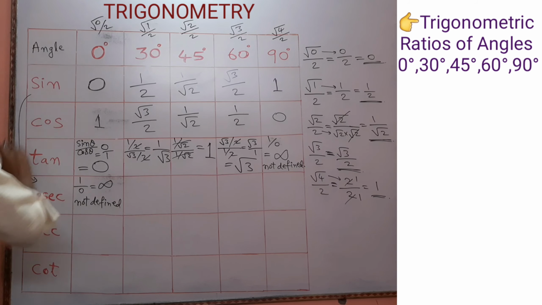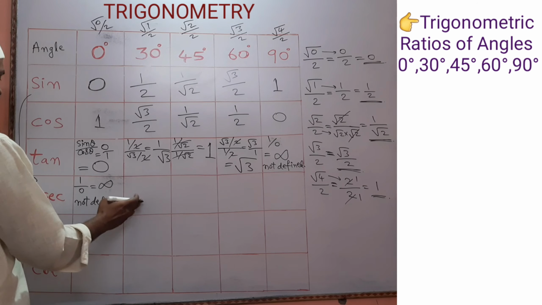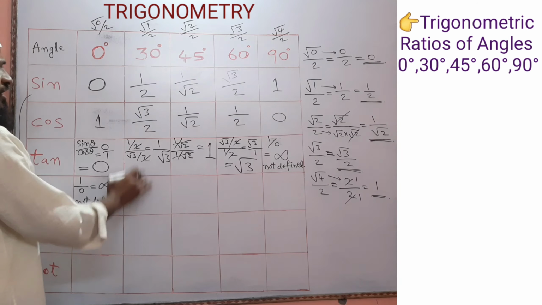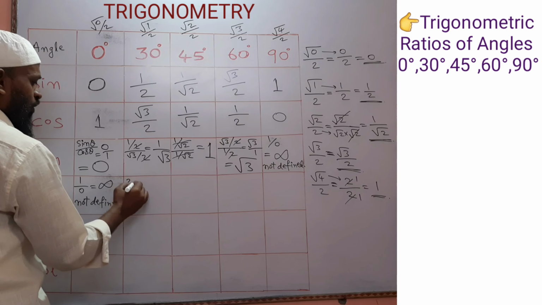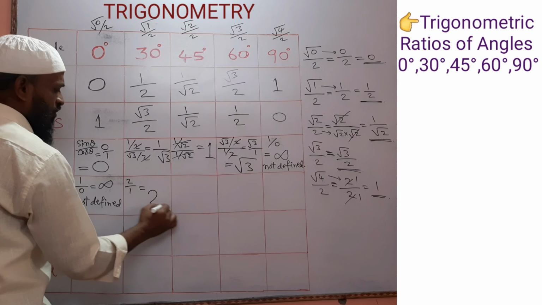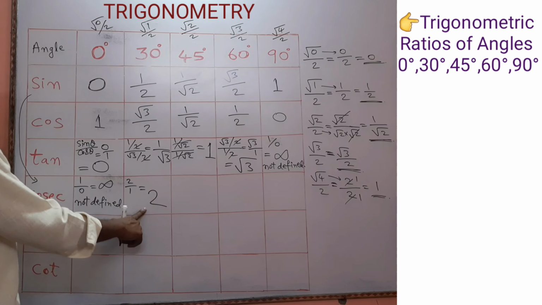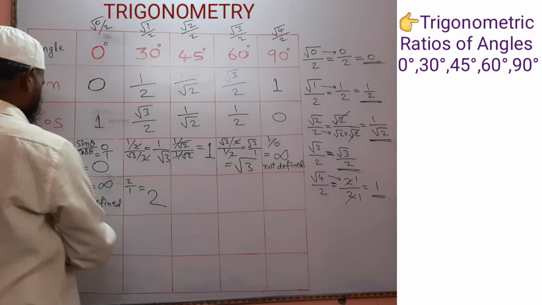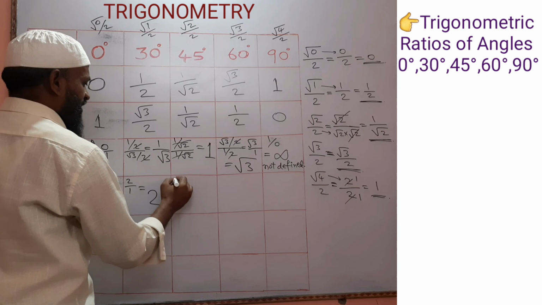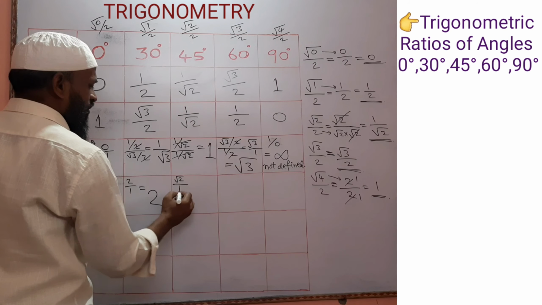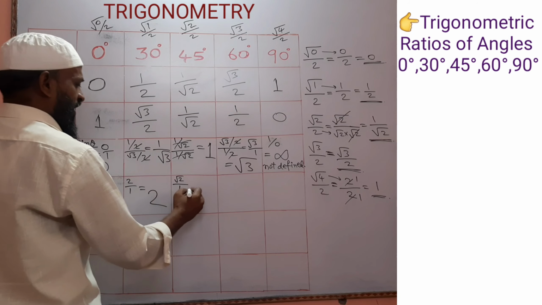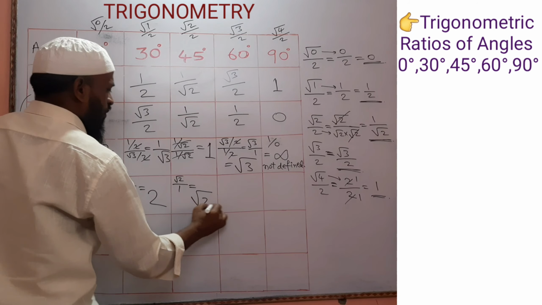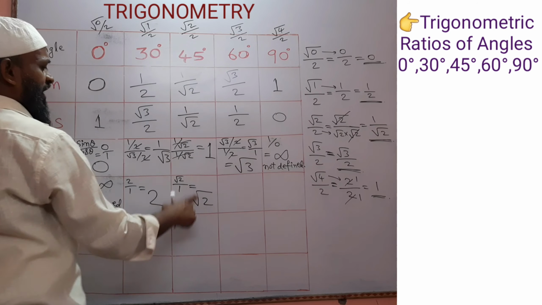Next one, sin 30 is 1 by 2. Cosec 30 is what? Reciprocal of 1 by 2 is 2 by 1. 2 by 1 is nothing but 2. So cosec 30 degree is 2. Next one, sin 45 degree is 1 by root 2. For cosec 45, take the reciprocal of 1 by root 2. 1 by root 2 reciprocal is root 2 by 1, which is equal to root 2. So cosec 45 degree is what?